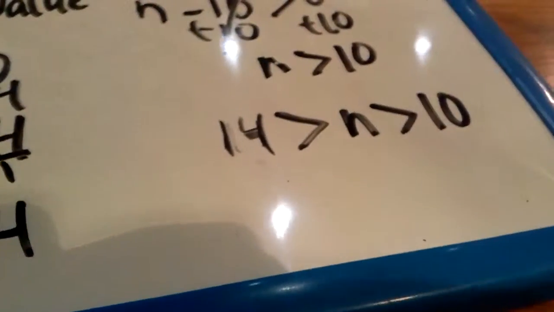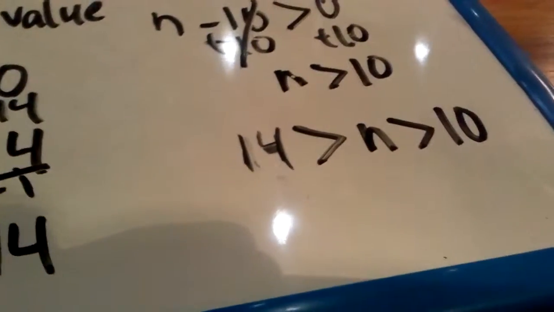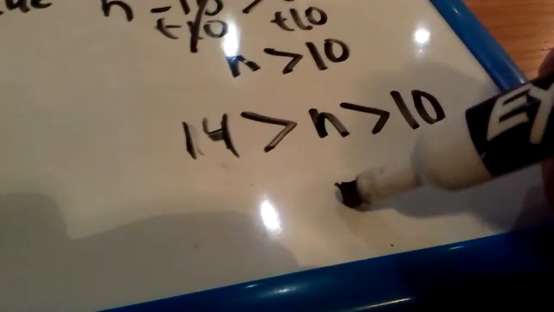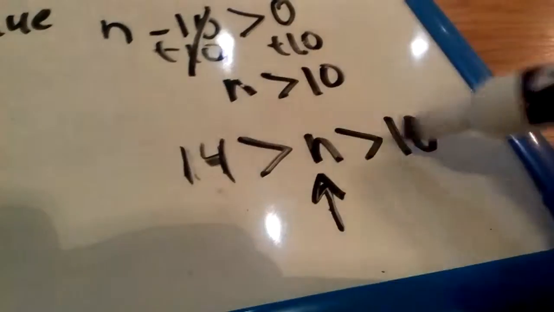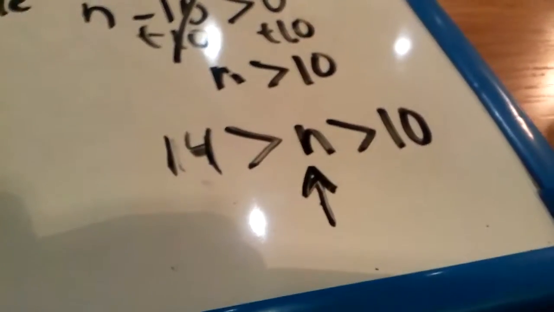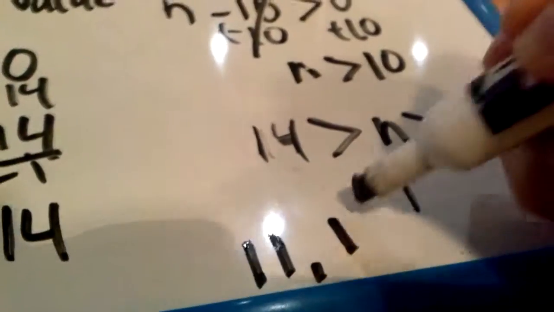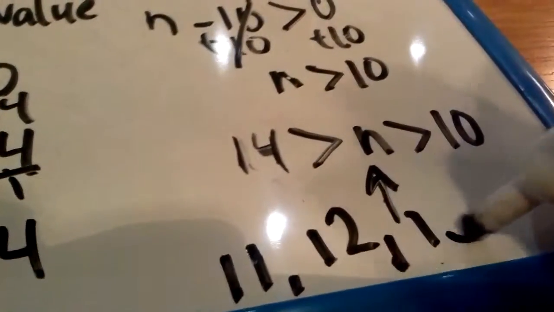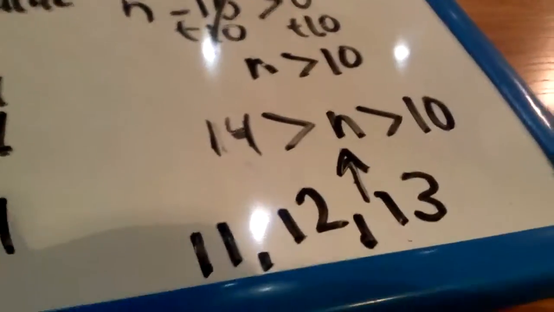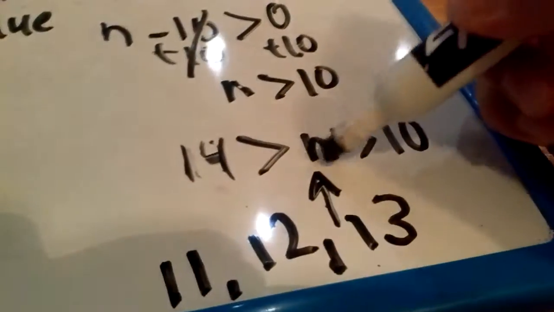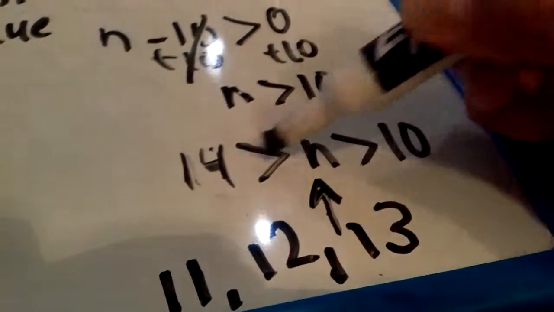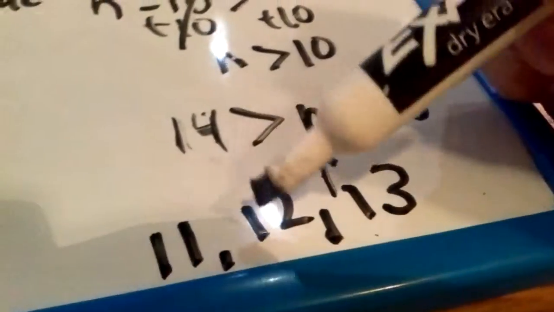So tell me, what does it mean? They're asking us what? For how many integers? Well, how many numbers are between 10 and 14, not including 10 and 14? Think of them: 11, 12, and 13. You can't include 10, and you can't include 14. So how many numbers are in between 10 and 14? 3 numbers: 11, 12, 13.